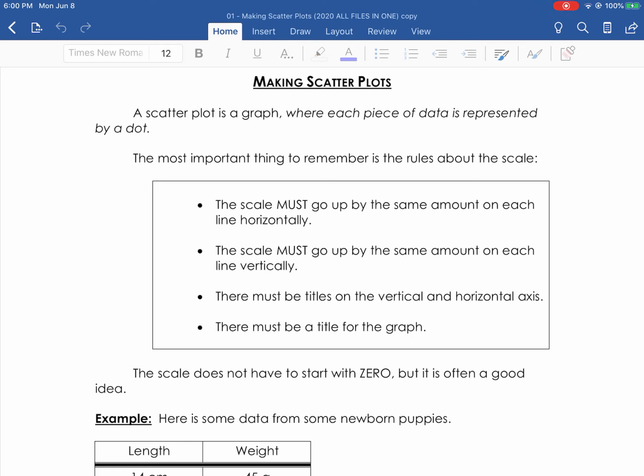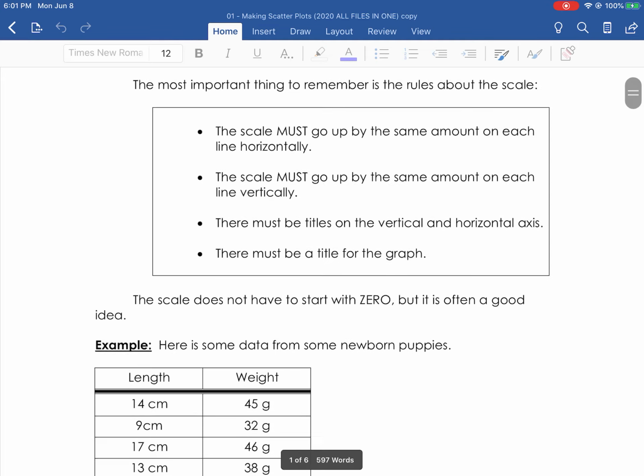We want titles on the vertical and horizontal axis so people know what we're talking about, and the main graph should have a title as well. Also, the scale does not have to start at 0, but it's often a good idea. The only reason we wouldn't use 0 is that the numbers are unbelievably large. You can put those little breaks on your scale, a little lightning thing, to extend your scale if you need to, but we generally suggest don't do that unless you really have to.